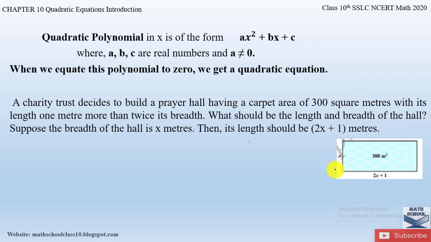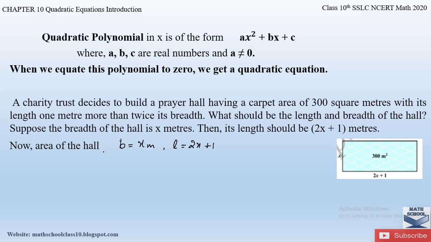So this is the hall. The breadth is x meters and the length is 2x plus 1 meters. So now let us calculate the area of the hall where the breadth is equal to x meters, and they're saying the length L is 1 more than twice its breadth. So it is 2x plus 1.